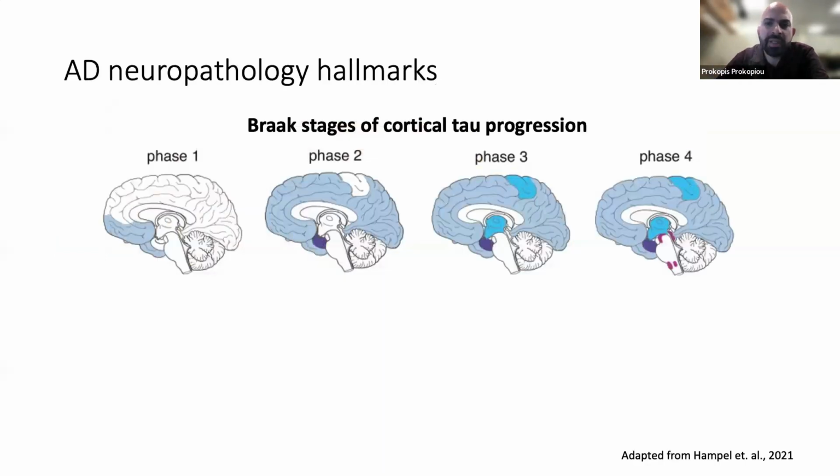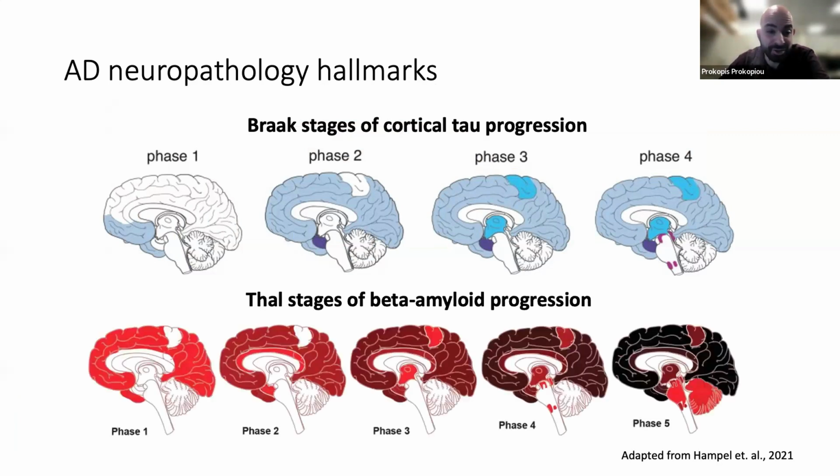Now, accumulation of beta amyloid and tau follow two distinct patterns of progression. Using positron emission tomography, we see that tau pathology first appears in the entorhinal cortex, from where it progresses to the limbic system and then to the neocortex at the later stages of the disease. Beta amyloid pathology, on the other hand, first appears in the neocortex, then it progresses to the striatum and finally to the rest of the brain.